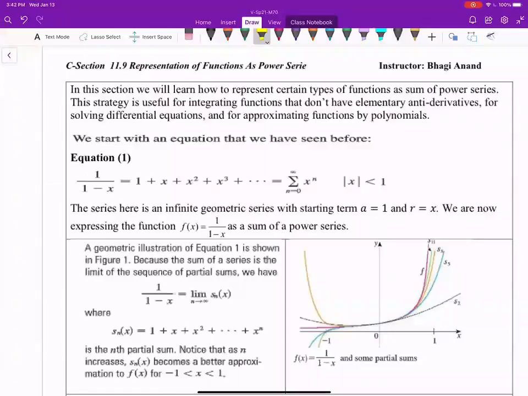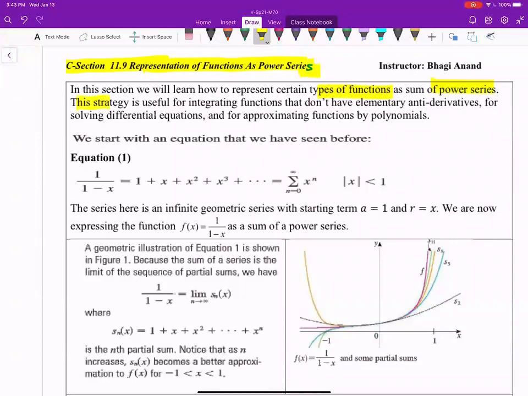Welcome everyone. In this video, I will be covering 11.9, chapter 11, section 9, representation of functions as power series. In this section, we will learn how to represent certain types of functions as sums of power series.